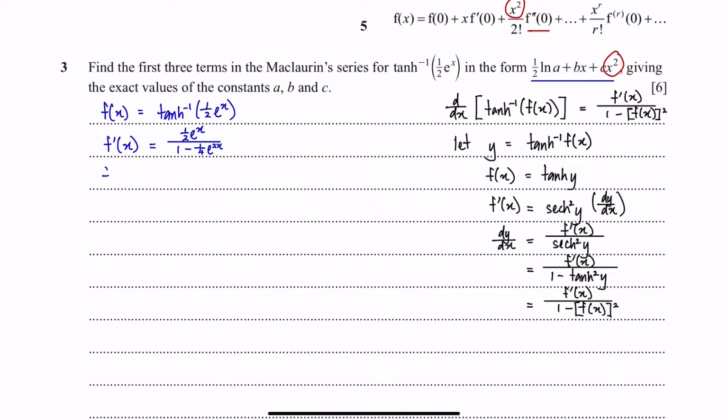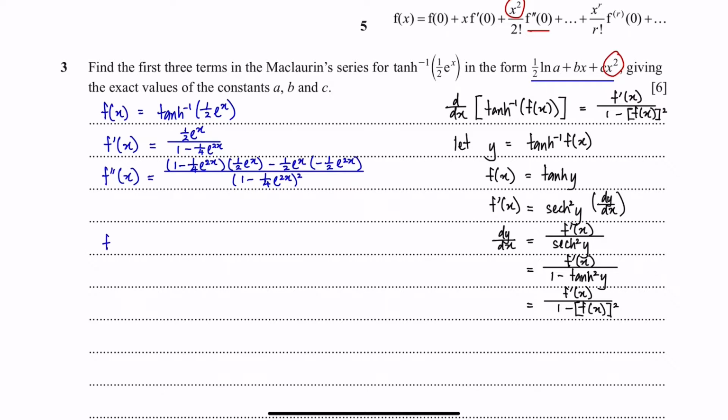So for the second derivative, it would be 1 minus 1/4 e to the 2x times half e to the x minus half e to the x times negative 1/2 e to the 2x, and the whole thing will be divided by 1 minus 1/4 of e to the 2x, square the whole thing.